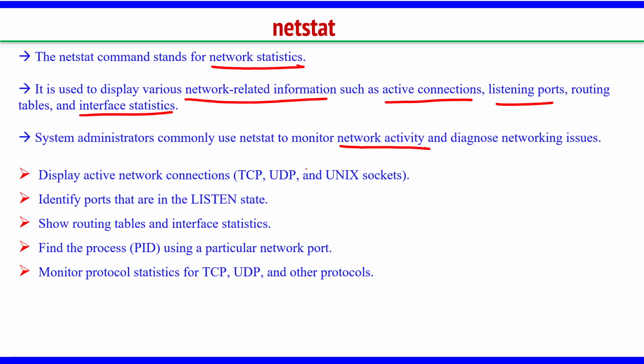Some applications of netstat: it will display active network connections. It identifies ports that are in the listen state, so how many processes are listening or how many connections are in the listening state can be known. It will show the routing tables. It will help us in knowing the process ID of a particular network port. And you can see the statistics protocol wise, TCP wise, UDP wise. Basically, it gives more information about the data.